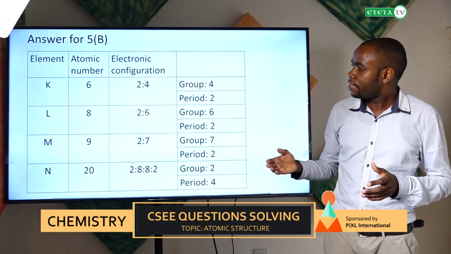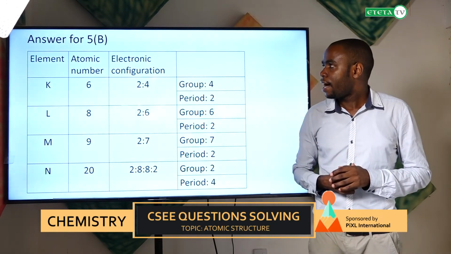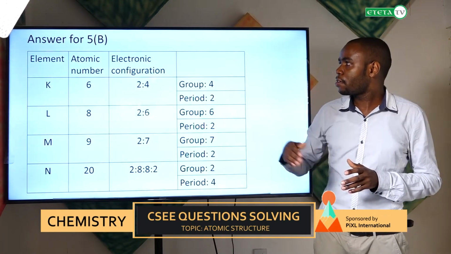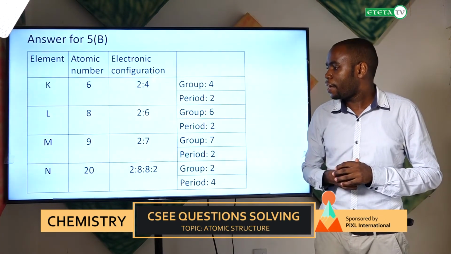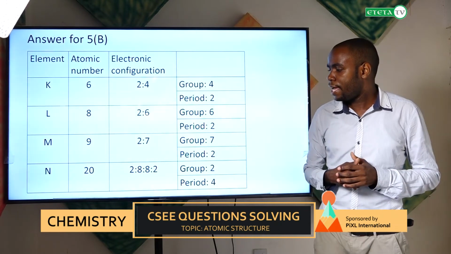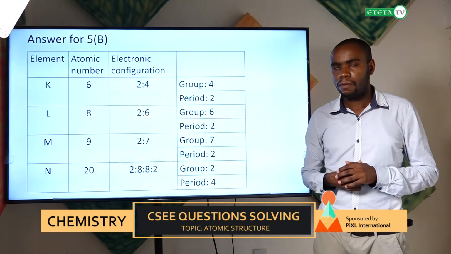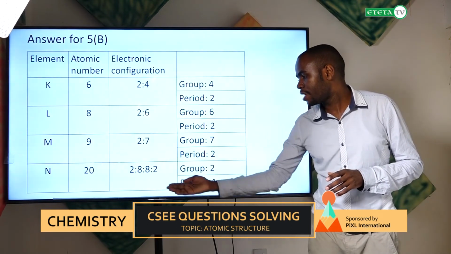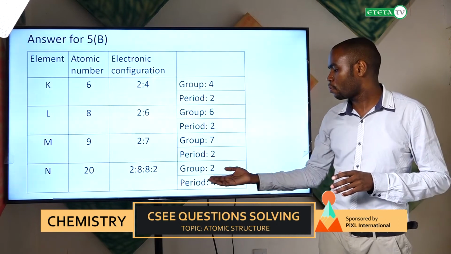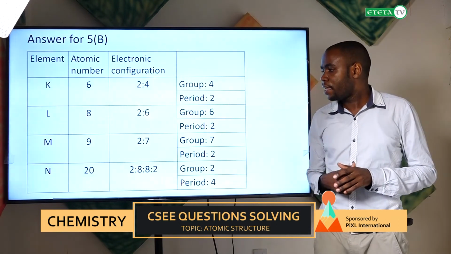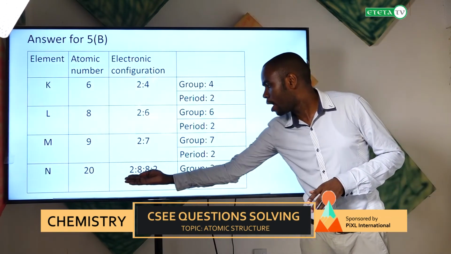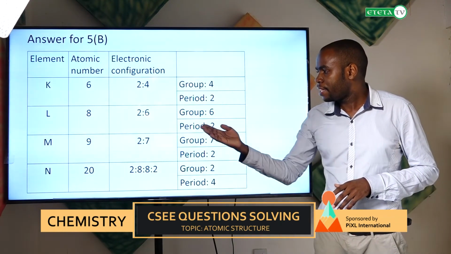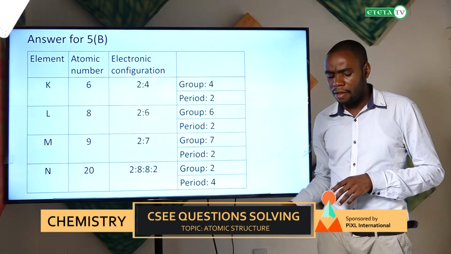The last element is element N, and the atomic number for element N is 20. So the electronic configuration of element N is 2, 8, 8, 2. The number of electrons in the outermost shell is 2, so element N belongs to group 2. The number of shells here is 1, 2, 3, 4, so element N belongs to period 4.